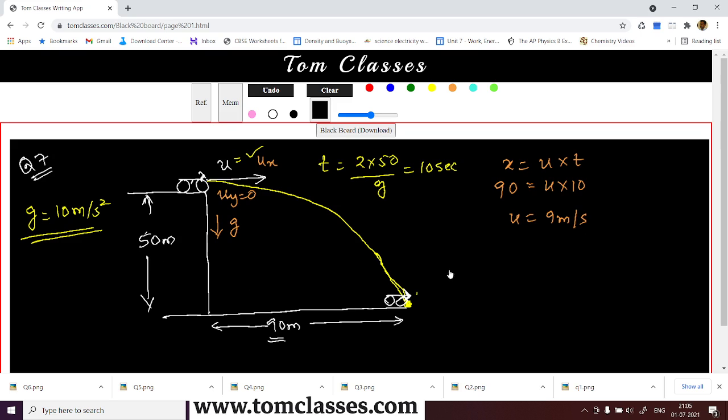But he is asking us in kilometer per hour, right? So that is equal to 9 into 18 by 5 kilometer per hour. So this is going to be 90 plus 72, that is 162 by 5. So this is 30 plus, this is 162, so that is 32.4 kilometer per hour, right? Yes, that is the velocity.